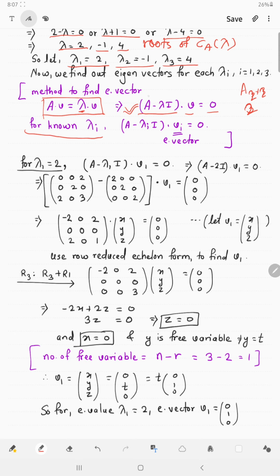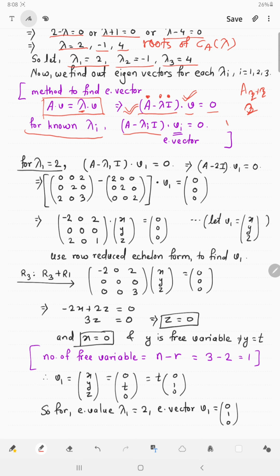What is known here? We know A because A is given. We know lambda is an eigenvalue; we find eigenvalues by solving the characteristic equation. We know I is the identity matrix. The unknown variable is only vector V. So for known lambda i, suppose it is lambda 1, I will write here (A minus lambda 1 I) into V1 equal to 0.